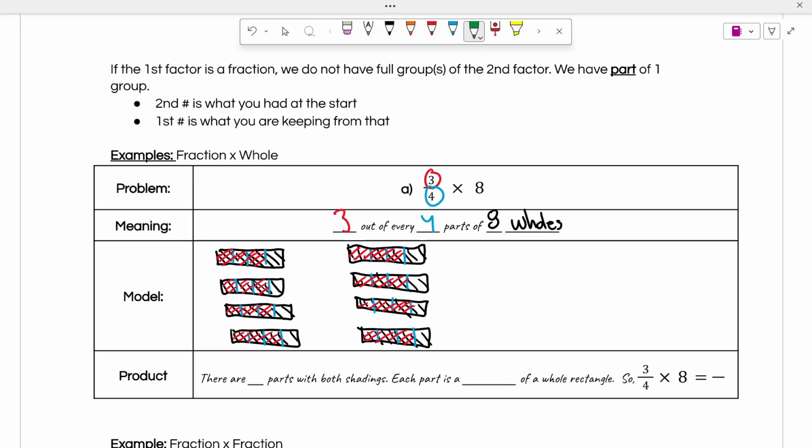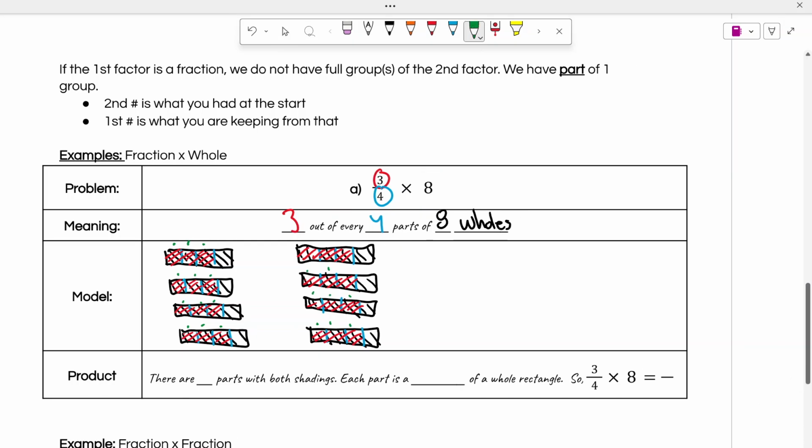So let's try to count up how many parts we have for our product in total. Remember, we're only doing the ones that we're keeping. So we're going to keep 1, 2, 3, 4, 5, 6, 7, 8, 9, 10, 11, 12, 13, 14, 15, 16, 17, 18, 19, 20, 21, 22, 23, 24. And we want to think about what size each of those parts is out of one whole. Keep in mind, each of these rectangles is one whole, and each of those parts is a fourth of one whole. We can say that 3/4 times 8 is, how many parts do we have? 24. What size is each of those parts?